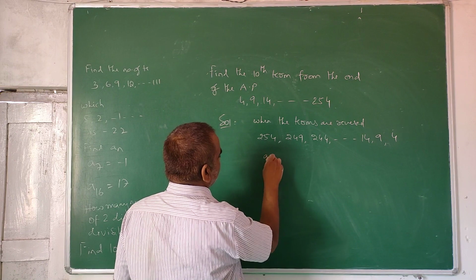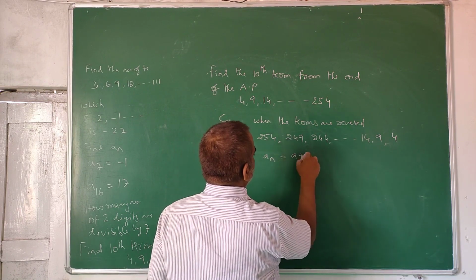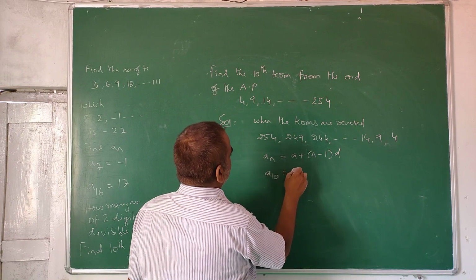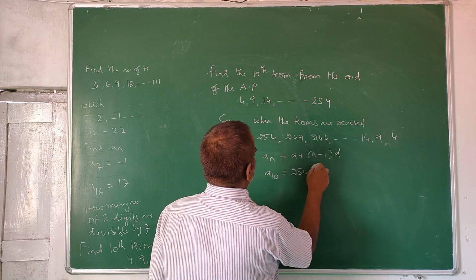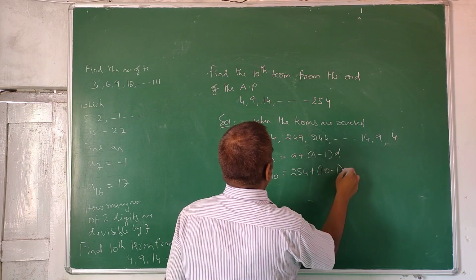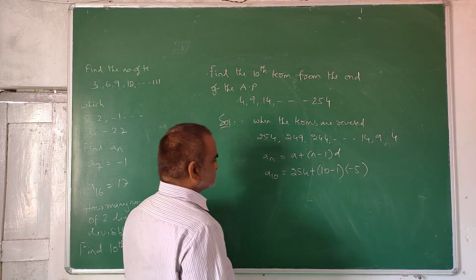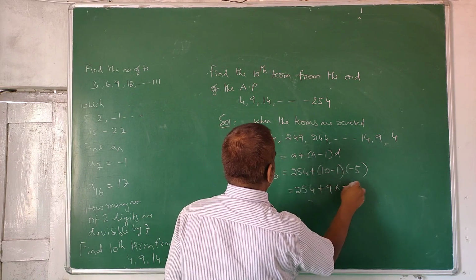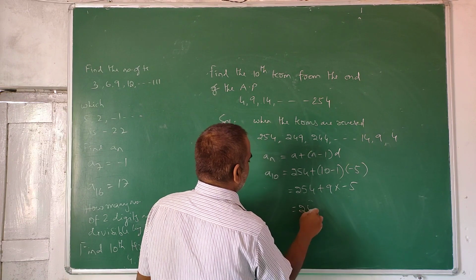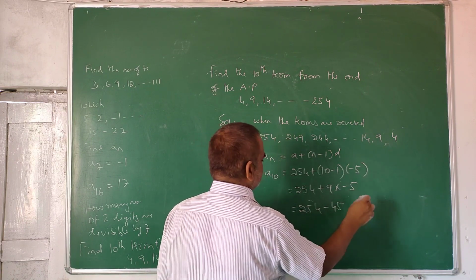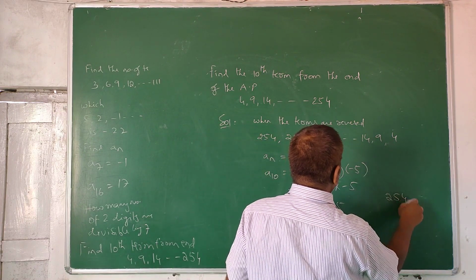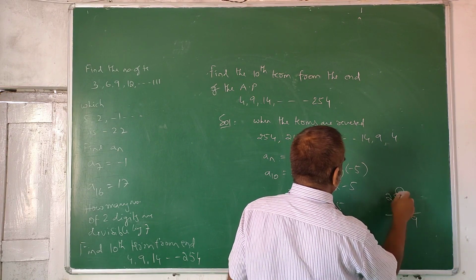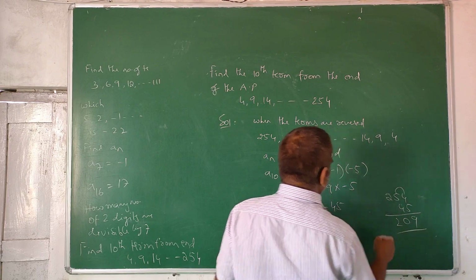So here you take a10. an is equal to a plus n minus 1 into d. Go for a10. So what is a? 254 plus 10 minus 1 into d, where d is minus 5. So this is equal to 254 plus 10 minus 1, 9, into minus 5. So 254 minus 45. From 254 subtract 45. 14 minus 5 is 9, 4 minus 4 is 0. So it is 209.